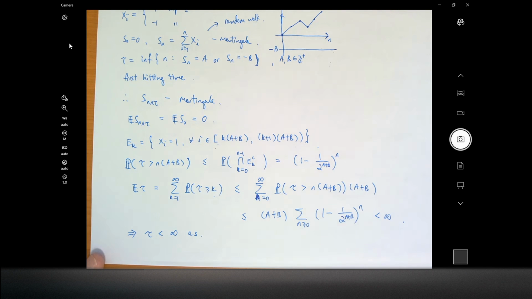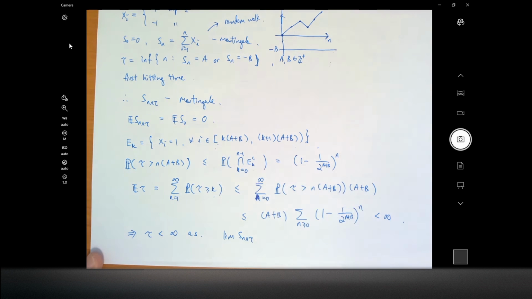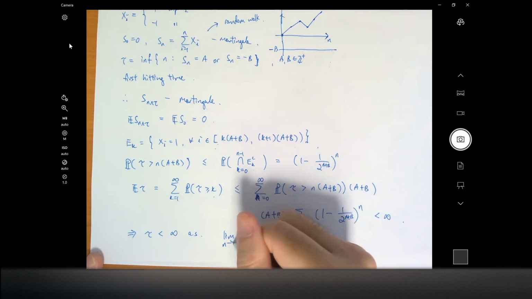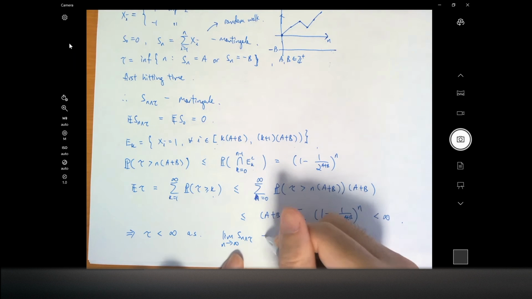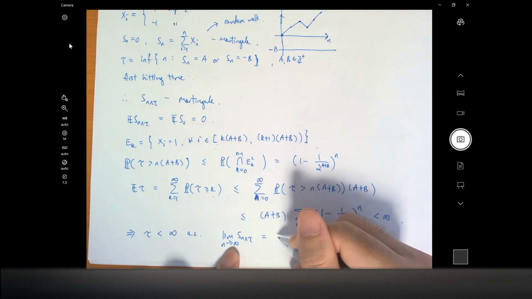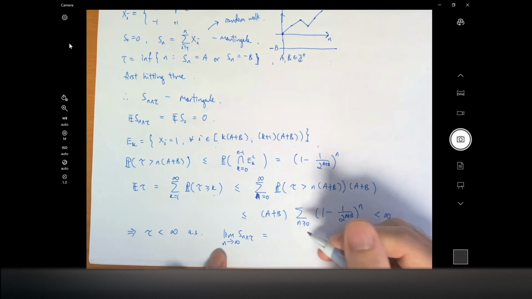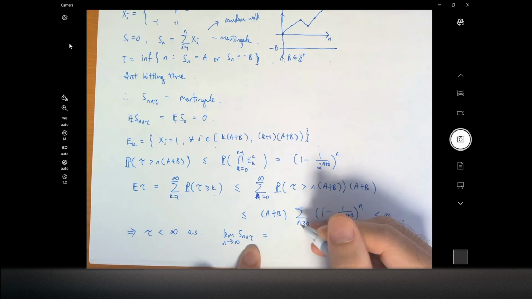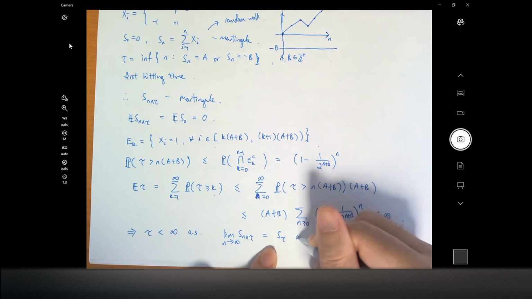So since tau is finite almost surely, if I take the limit of S_n minimum with tau as n goes to infinity, because tau is finite almost surely, at some point n will be bigger than tau. For any given omega, tau of omega is a finite value. So as n goes to infinity, at some point it will be bigger than tau. So this is just going to be equal to S_tau almost surely.